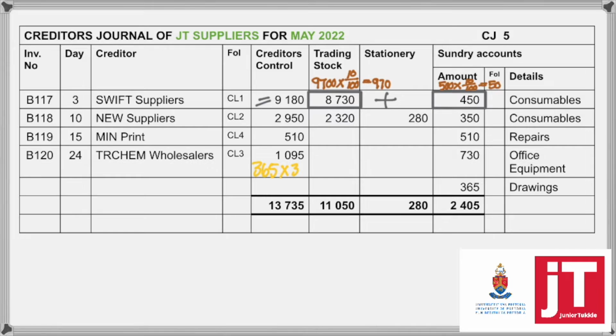Then minute print was a straightforward transaction for the repairs. And then the 24th, how do I get the 1,095 Rand there? That was the 3 calculator. So 365 times 3 gives you 1,095 Rand. And all you have to do now is add every column to get a final total. And remember, we split this 1,095 Rand between the office equipment there and the drawings, because one of the calculators was for his daughter. So that is why I put the 1,365 amount as drawings.